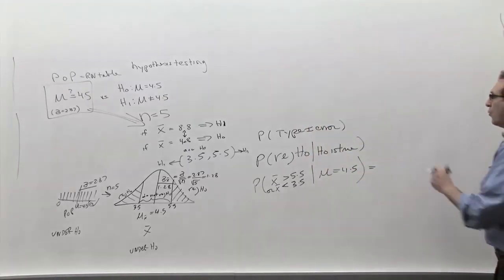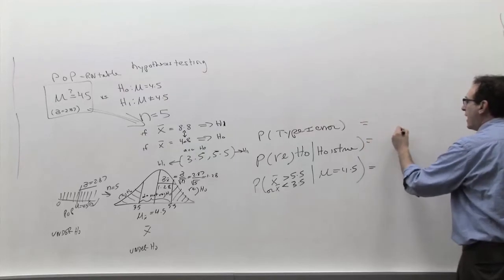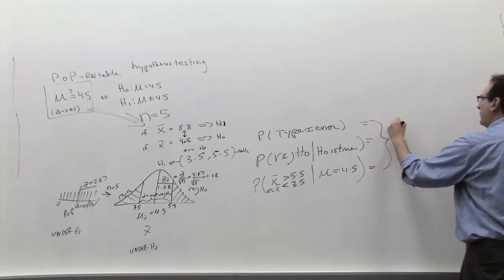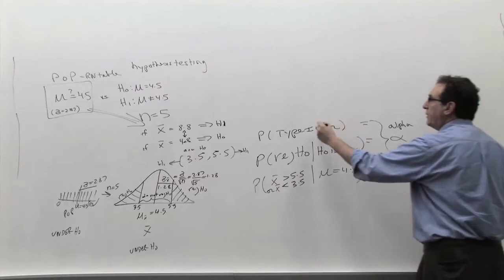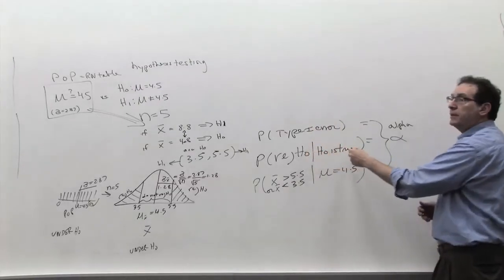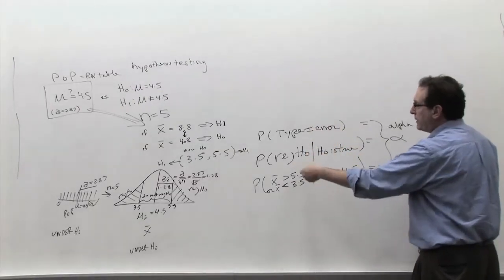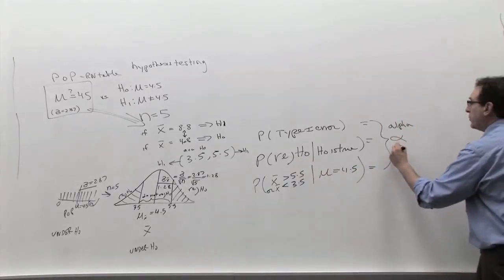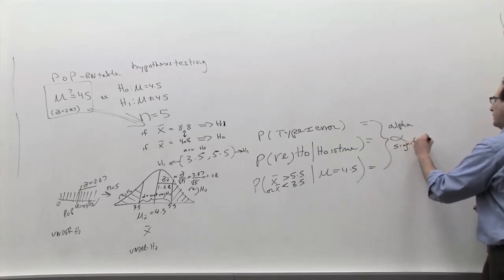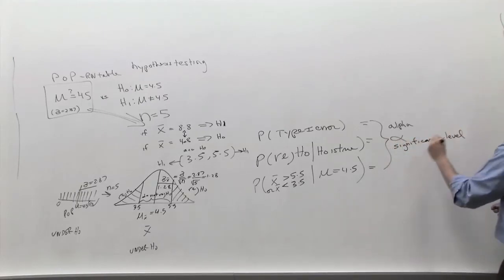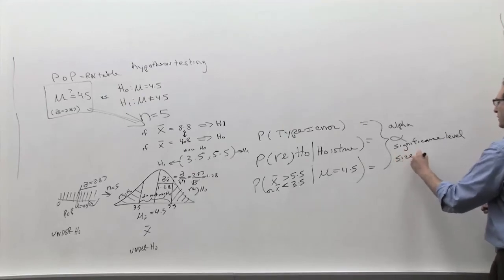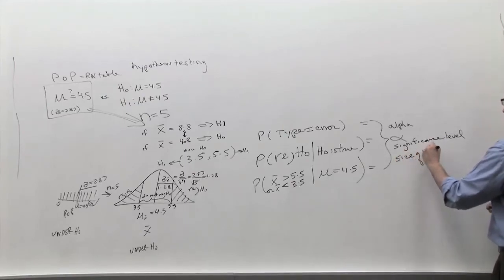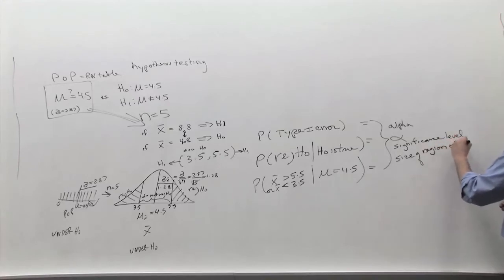And all these three things are called alpha. So alpha is the probability of the type 1 error. Alpha is the probability of rejecting A0 when A0 is true. Alpha, in this case, is the probability of this actually happening. Alpha is sometimes called the significance level, and sometimes called the size of the region of rejection. So it goes by many different names. It all means the same thing. The question is, what is alpha in this particular case?